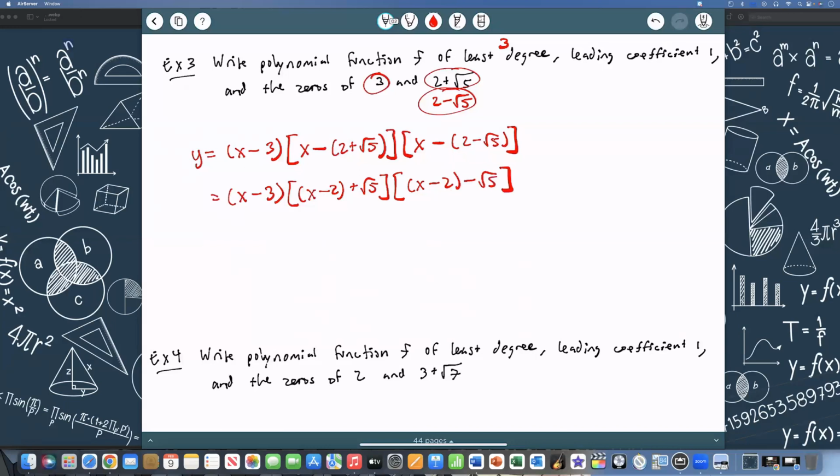Okay, so what I did now is I basically have conjugates. I have that binomial plus radical 5 and that binomial minus radical 5. So these are conjugates, which will be a lot easier to FOIL since I know the outer and the inner terms are going to cancel.